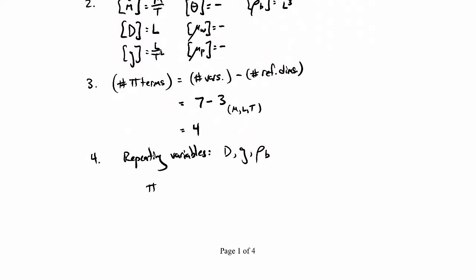So the m dot term, we're going to make that a pi term, so that'll be m dot times D to the a, g to the b, and rho b to the c. And then we'll go ahead and gather terms, or actually let me write it in terms of the reference dimension. So M to the 0, L to the 0, T to the 0 on the left-hand side because it's dimensionless. And then on the right-hand side we have mass over time for the mass flow rate. We have length raised to the a, length over time squared raised to the b, mass over length cubed raised to the c.